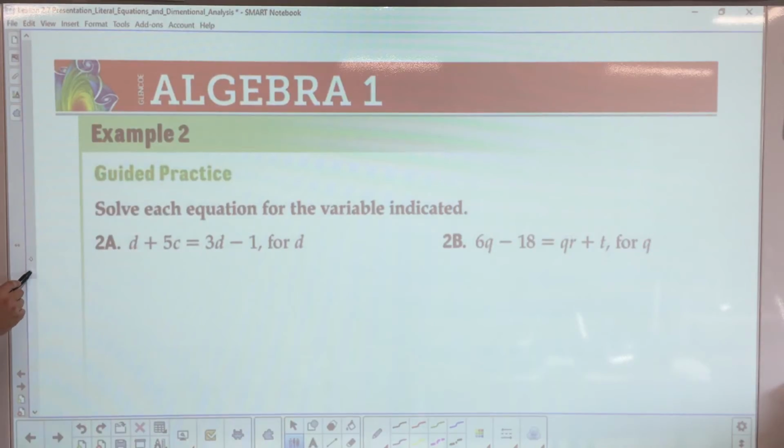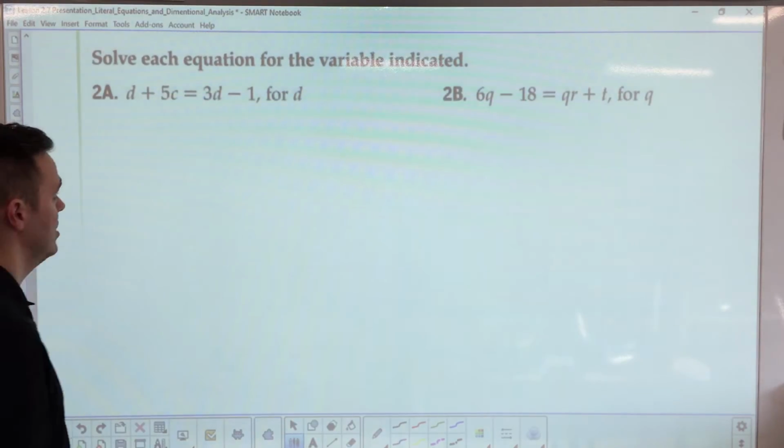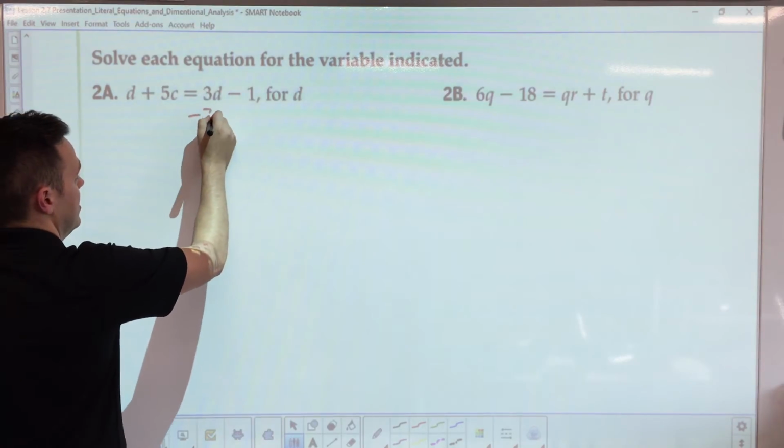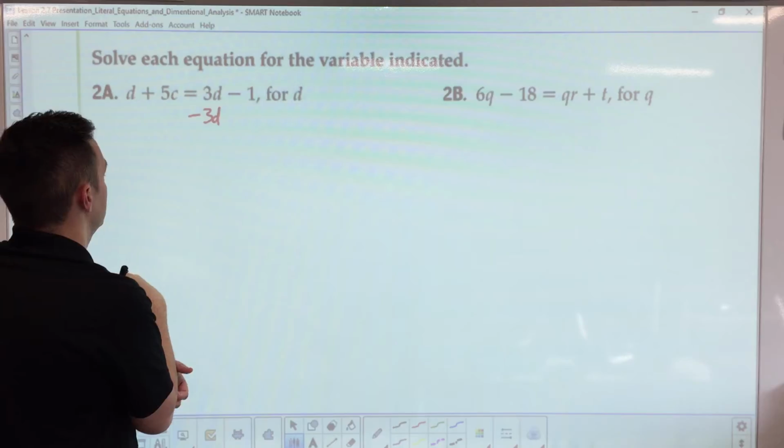All right, once again, a very math-intensive lesson, just like the last one. 3D, let's move it, okay?